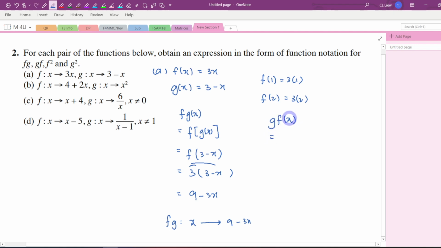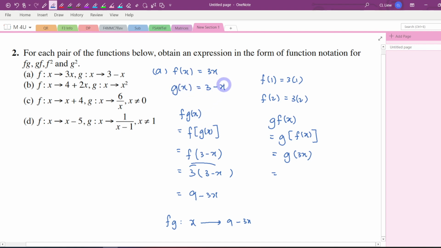As I told you just now, the function which is nearer to the x is the function which comes first. So in this situation, f is the first function, g is the second function. Now, let us focus on f of x first. So f of x is equal to 3x. I'm going to replace this by 3x. Okay, now let's go to g of x. So g of x is equal to 3 minus x, as I told you just now.